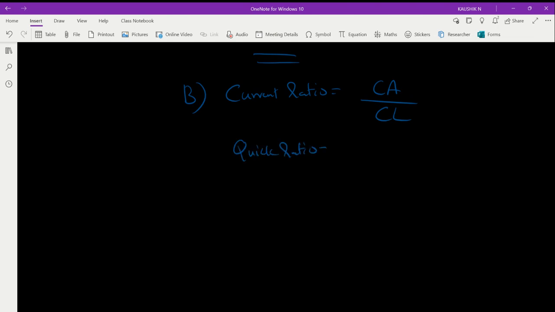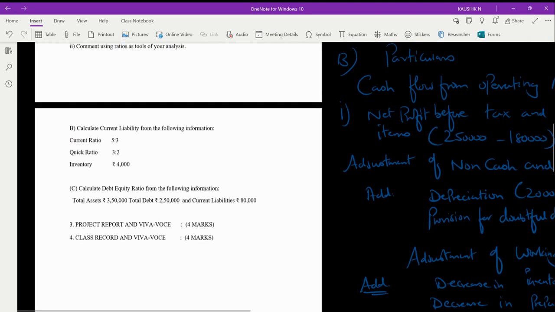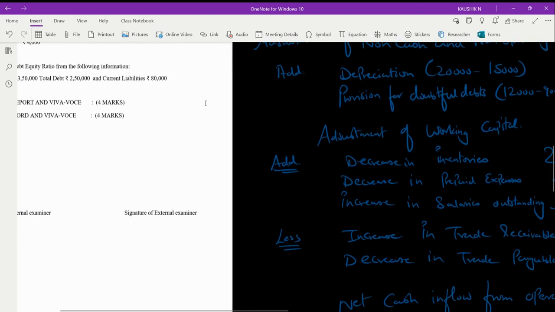Quick ratio is equal to your quick assets divided by your current liability. Now what they are given in the question, once again you check it up. Current ratio they are given 5 is to 3. That means CA by CL is 5 by 3. Am I right?